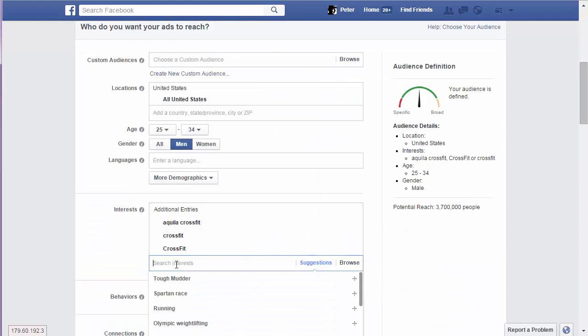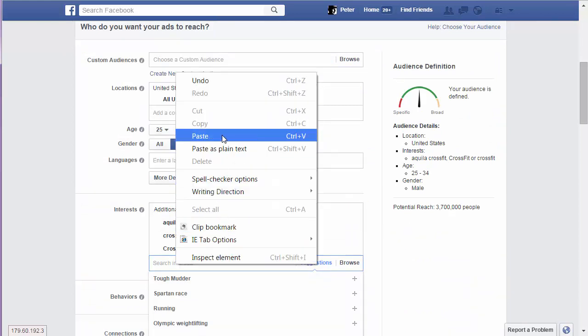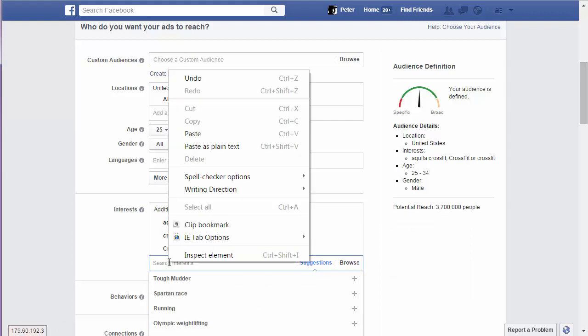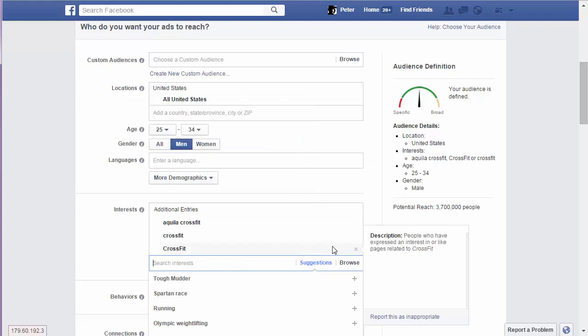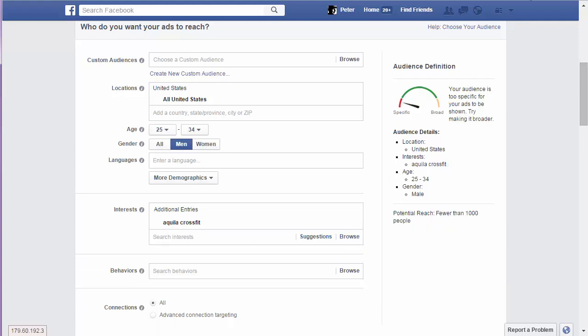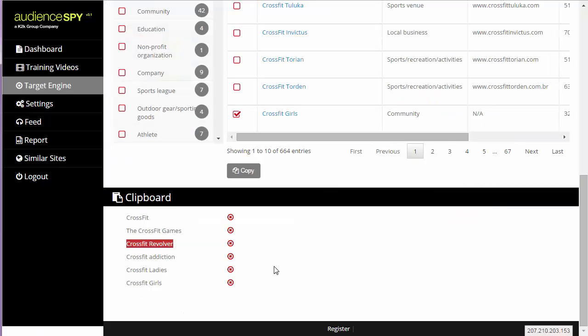So basically, if the interest is big enough, let's put it in Notepad first. Let's just get rid of that. There we go. If the interest is big enough for Facebook to track, then it will appear as an interest. When it happens. Okay, so that one wasn't, unfortunately. I'm going to take those two out. But let's see what else we can do.